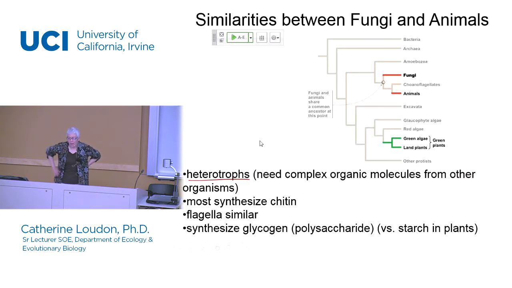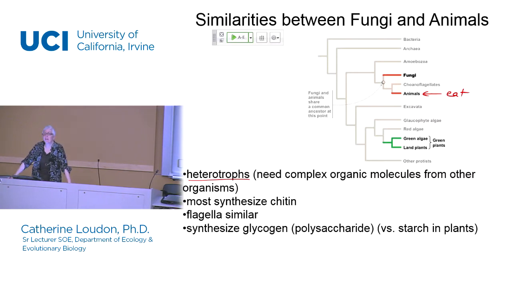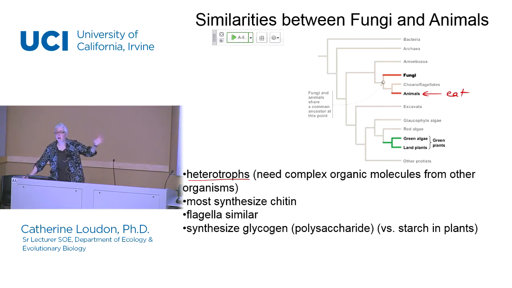So both fungi and animals are heterotrophs. We need complex organic molecules from other organisms because we are incapable of just simply synthesizing them all ourselves. Now, there is a difference, of course, between how we get our complex organic molecules. Animals, for the most part, not all, but most animals, eat. We consume other organisms in order to get the organic molecules that are locked up in the bodies of other organisms, whether they're plants or other animals.